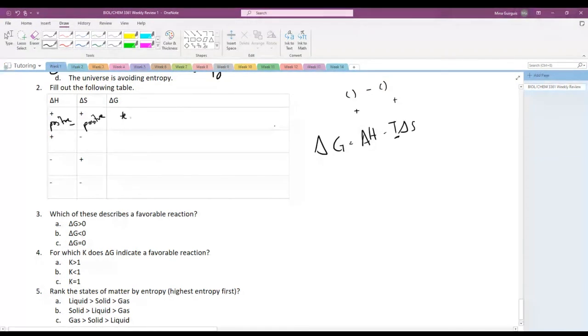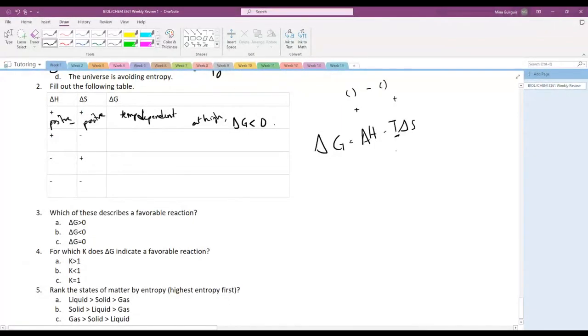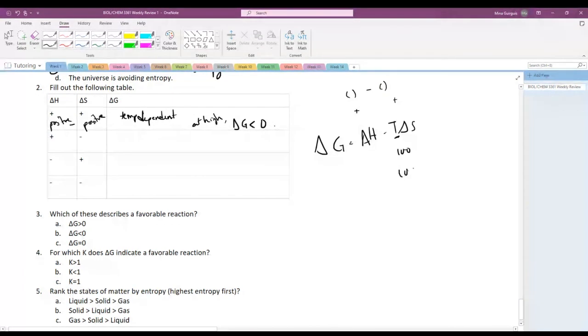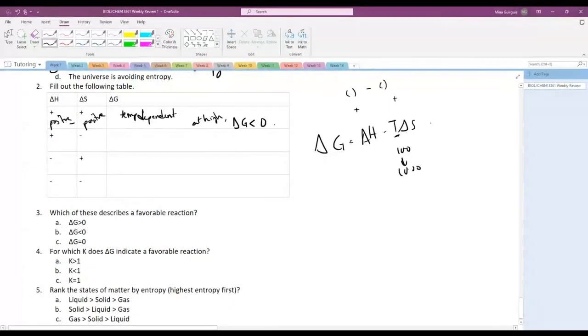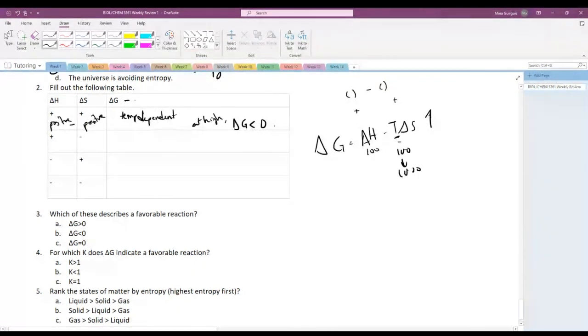At high temperatures, delta G will be less than 0, right? Because if temperature is 100 versus if temperature is 1000, as temperature increases, this number gets bigger. And so whatever 100 minus 1000 is going to give us a negative number. And just to recap, negative delta G equals spontaneous.